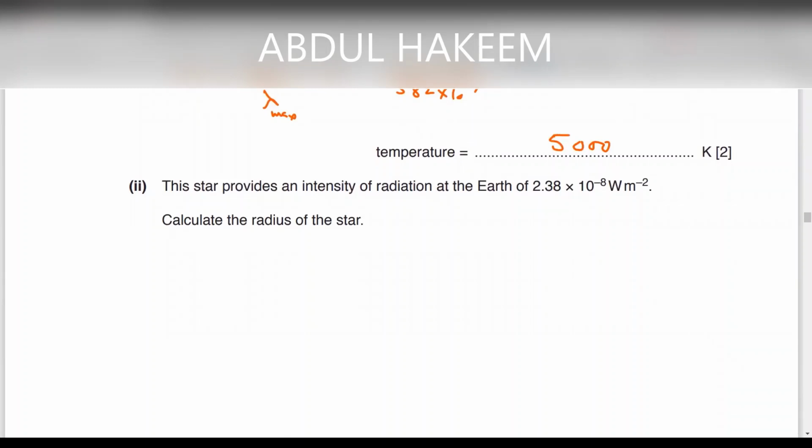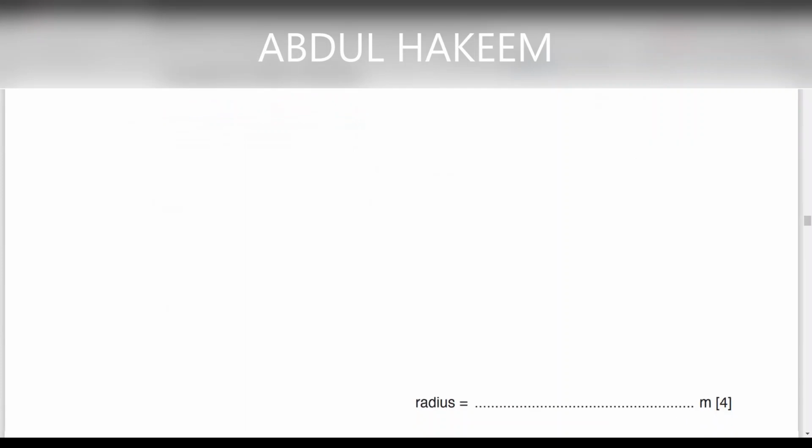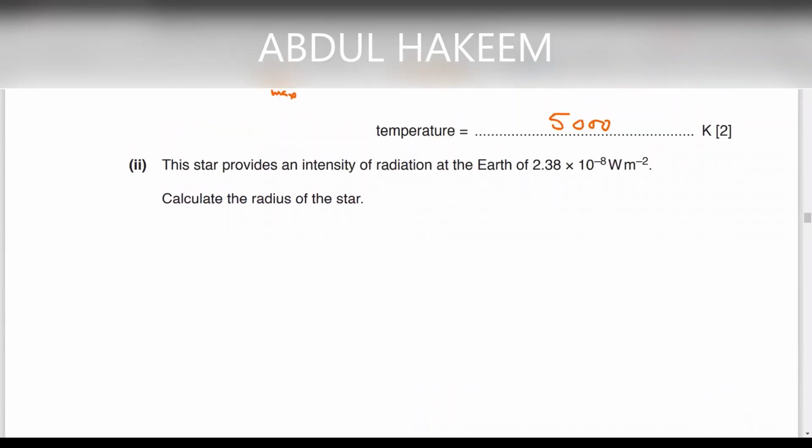Next, this star provides an intensity of radiation at the Earth's surface. This is the flux intensity. Calculate the radius of the star. Okay, this is a 4-mark question. So first we will use flux intensity is equal to luminosity divided by 4 pi d squared. So the luminosity is equal to flux intensity times 4 pi d squared.